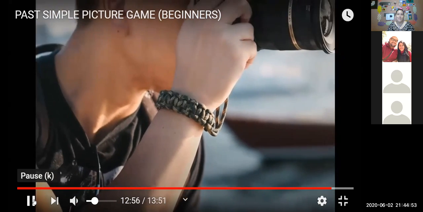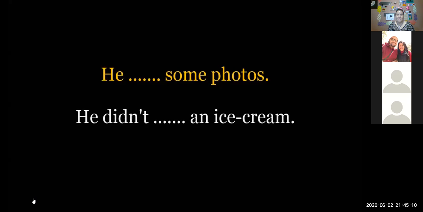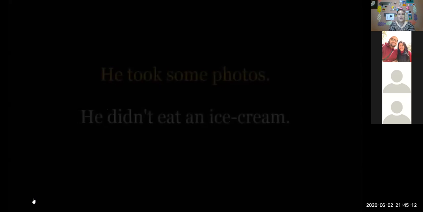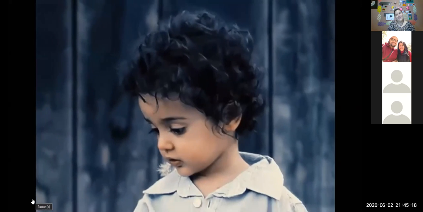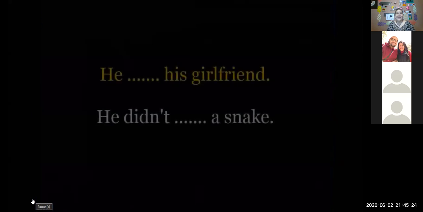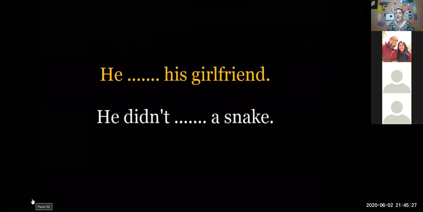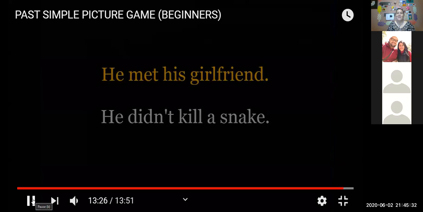About pictures, he took some photos. And he didn't eat an ice cream. Excellent. Very good. And the cute one. He met his girlfriend. And he didn't kill a snake. Very good. Okay, super.